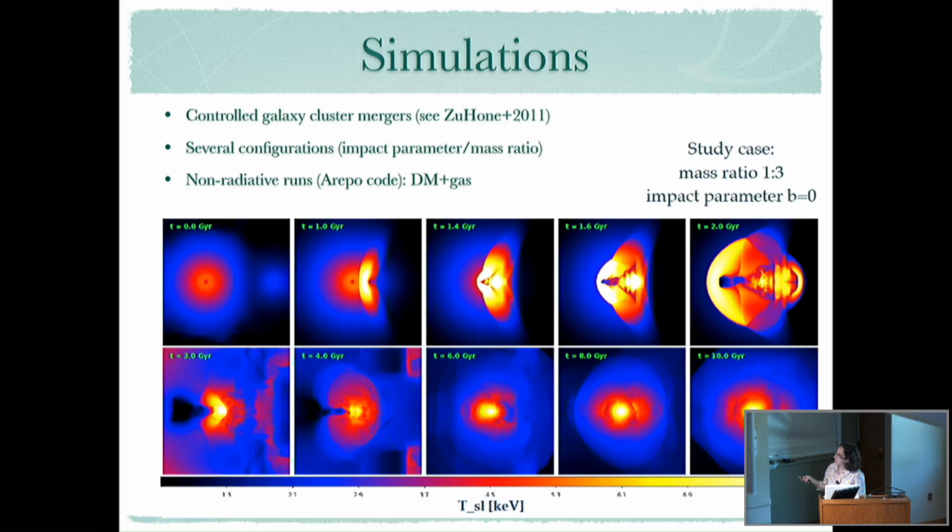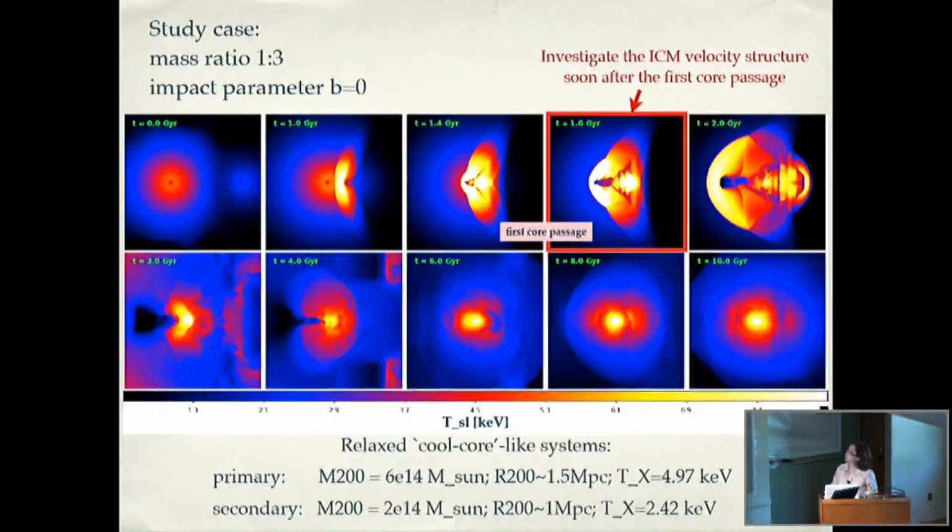So this is just a sequence of snapshots from the simulation. This is a temperature map of the system, from the initial stage through to the end. And here you have basically the first passage of the two clusters across each other. This is the y-x plane where the merger happens, and the maps are projected along the line of sight, which is perpendicular to it, so the z-axis in the simulation.